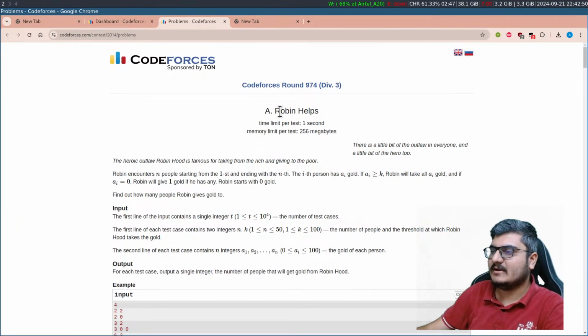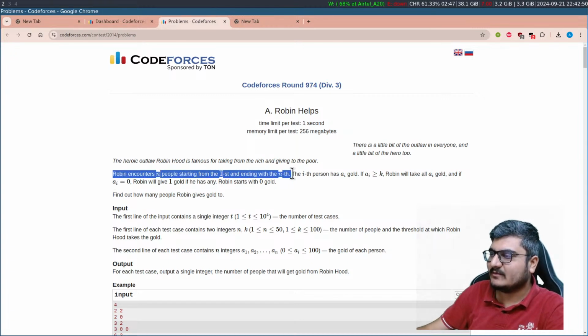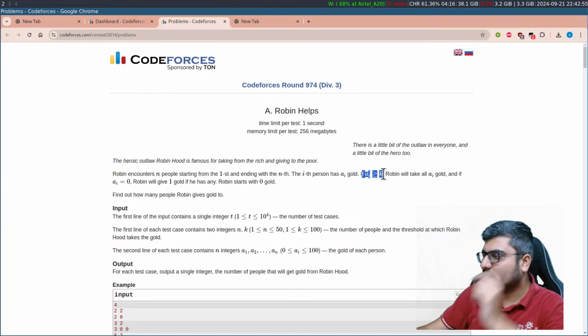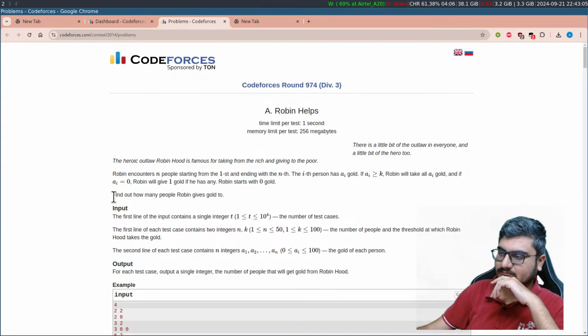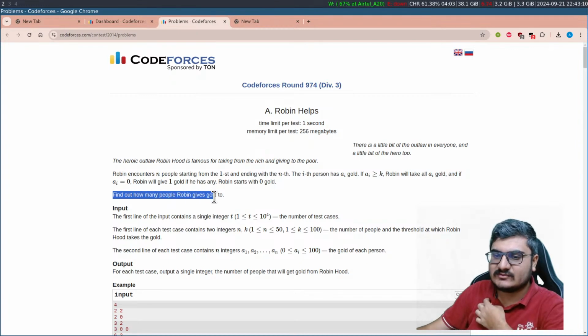The first problem says Robin Helps. Robin encounters n people, starting from the first and ending with the nth. The ith person has a_i gold. If a_i is greater than or equal to k, Robin will take all a_i gold. If a_i equals 0, Robin will give 1 gold if he has any. Robin starts with 0 gold. Find out how many people Robin gives gold to.